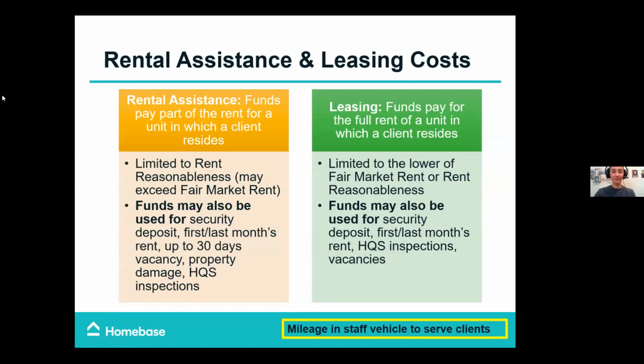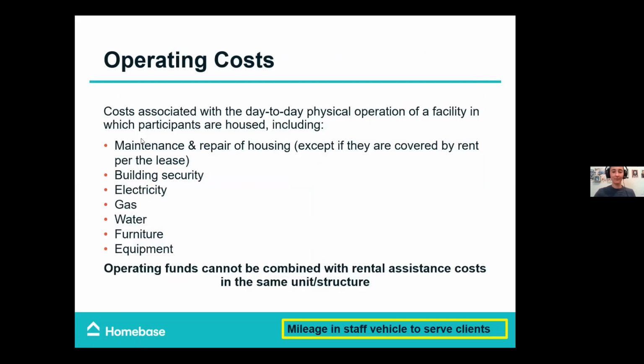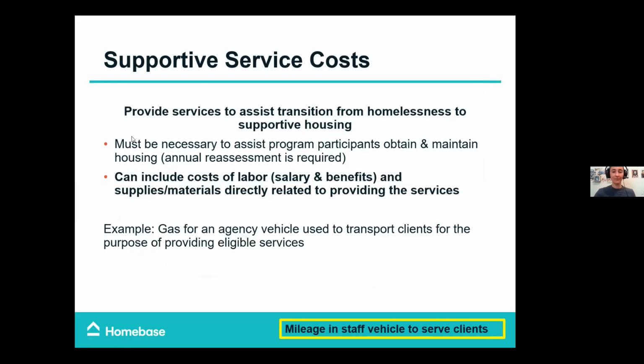Next slide, please. With rental assistance and leasing, I see that it's funds to pay part or the full rent of a unit. I'm seeing things like security deposit, first and last month's rent, property damages, HQS inspections. I'm not seeing anything that pertains to mileage and staff vehicles to serve clients. So I'm going to move on. With operating costs, I see that these costs have to do with the physical operation of a facility that the participant is housed in. I'm seeing gas, but that's not relevant to my cost, which is mileage in a staff vehicle to serve clients. So I'll move on to the next category.